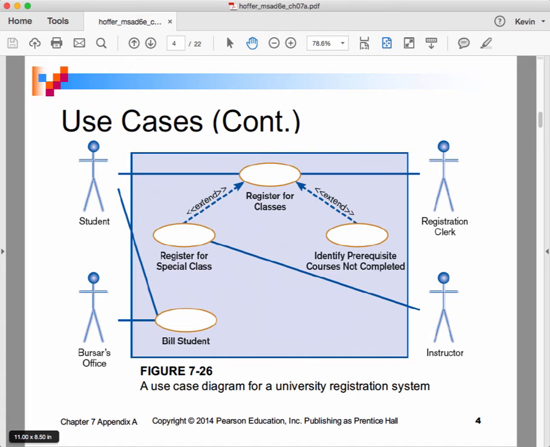So we want these things to be aggregated enough that each of the use cases represents a significant user goal. On the other hand, we don't want them to be so aggregated that it becomes hard to write the specifications because they have so much activity inside them.